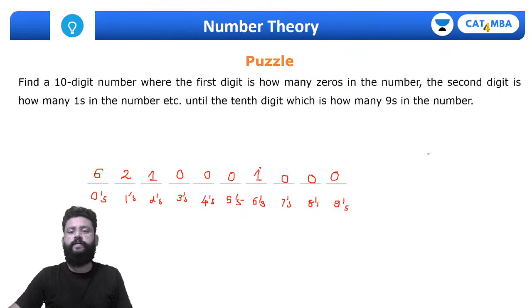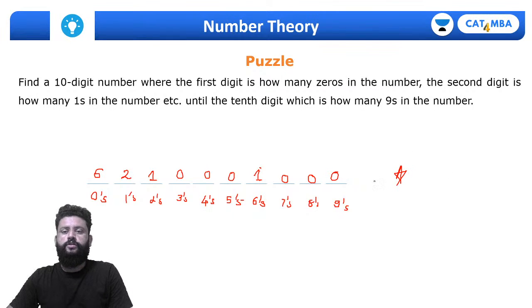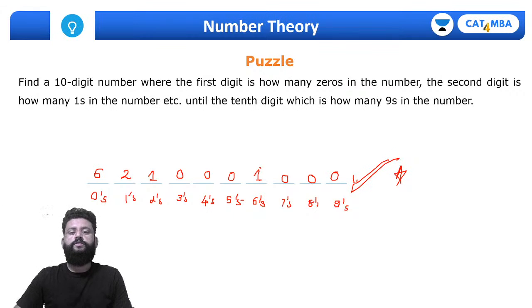A really logical question. So this is your answer. So this means there is no 3, there is no 4, there is no 5, there is no 7, there is no 8, there is no 9, and there is 1 6. There are 2 ones, there is 1 2, and there are 6 zeros.